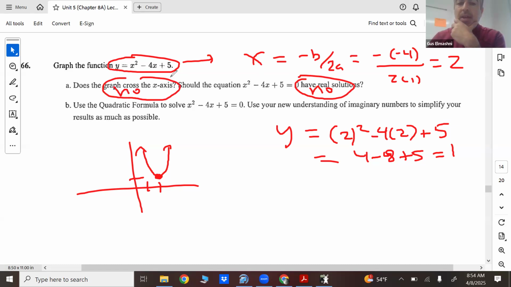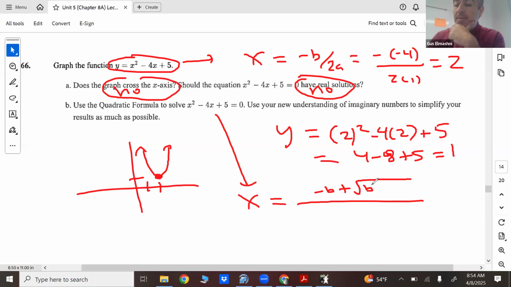No real solutions. If I use the quadratic formula, hopefully you guys remember that. Or you can complete the square. Either way works. Actually, personally, I would prefer completing the square, but we'll do it this way because the instructions said so.